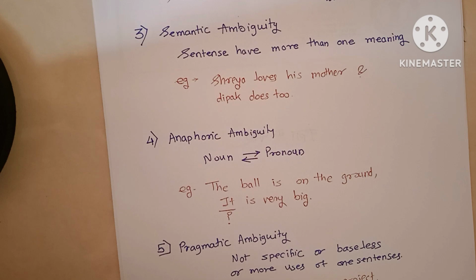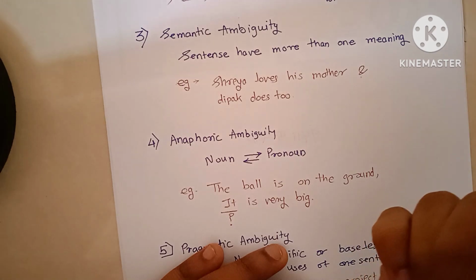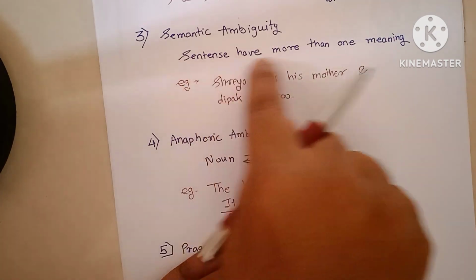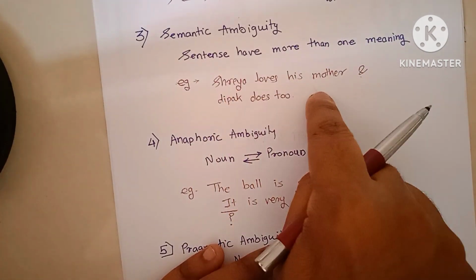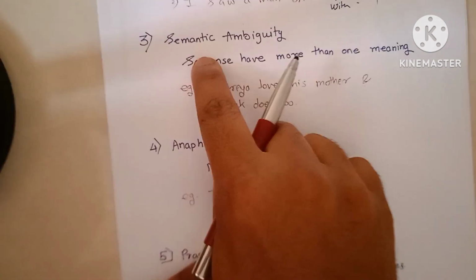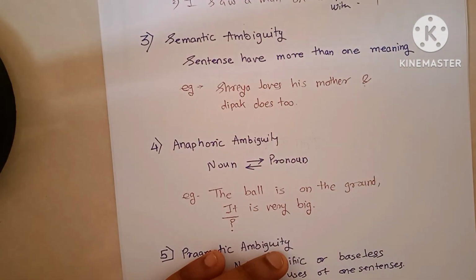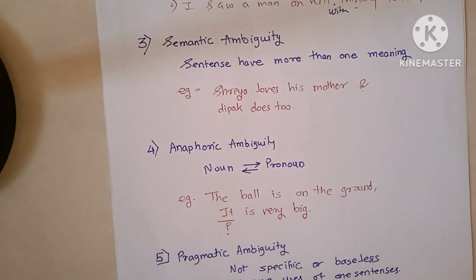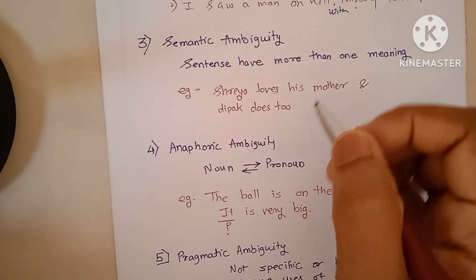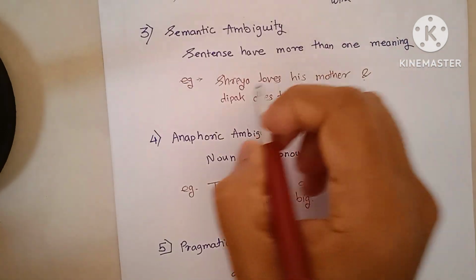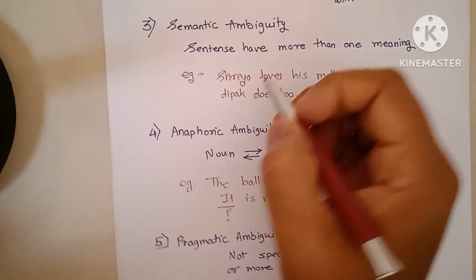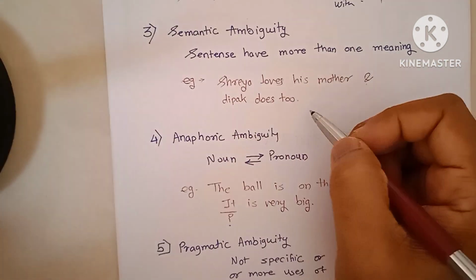ओके, सो इसमें क्या चेंजेस है कि जो फर्स्ट सिंटैक्स में क्या था, सिंटैक्स चेंज करने के बाद उसका मीनिंग चेंज हो रहा है. अभी यहाँ पे सिंटैक्स चेंज करने के बाद भी उसका मीनिंग वैसे ही रहने वाला है. सो दैट इज कॉल्ड एज सिमेंटिक एम्बिग्यूटी. मतलब उस पर्टिकुलर सेंटेंस का सिंटैक्स is right, but the meaning of that particular sentence is going to be a change. Okay, suppose the example is Shreya loves his mother and Deepak does too.